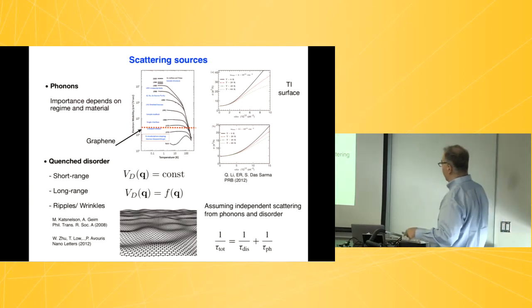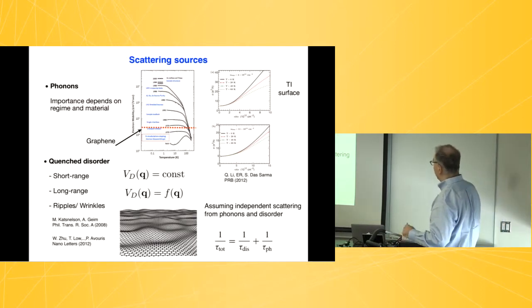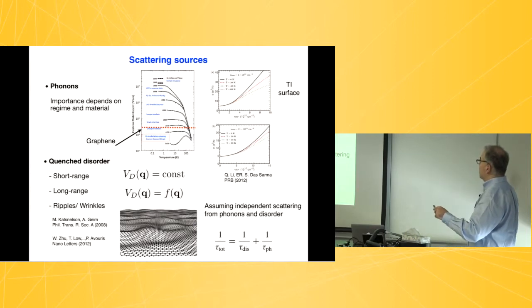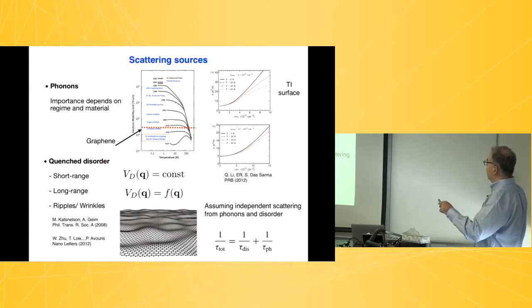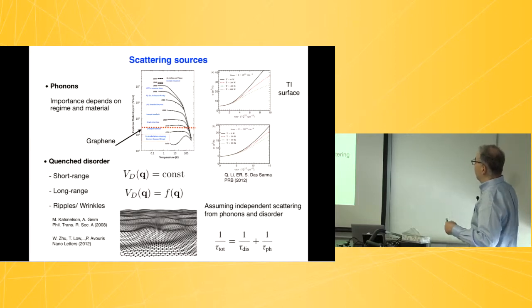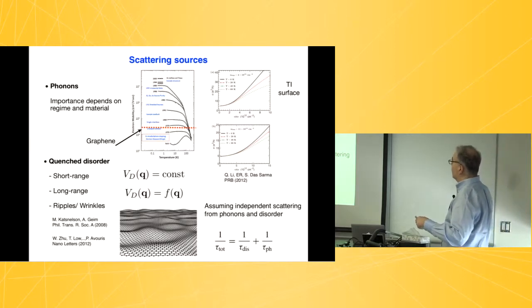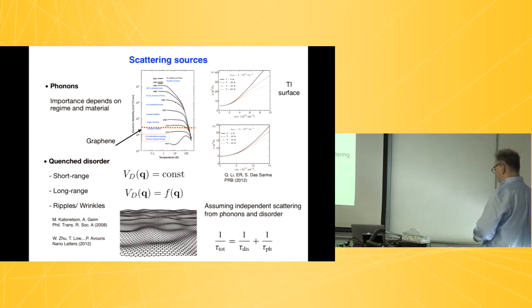And these are a couple of papers relevant for this kind of regime. It's interesting to look, we did some work on the surface of a TI, in which you have an effective 2-dimensional system. In that case, you have both phonons and quenched disorder that play an important role. Which one dominates depends on the doping, the impurity density, and the temperature. So TIs are a little bit more tricky.